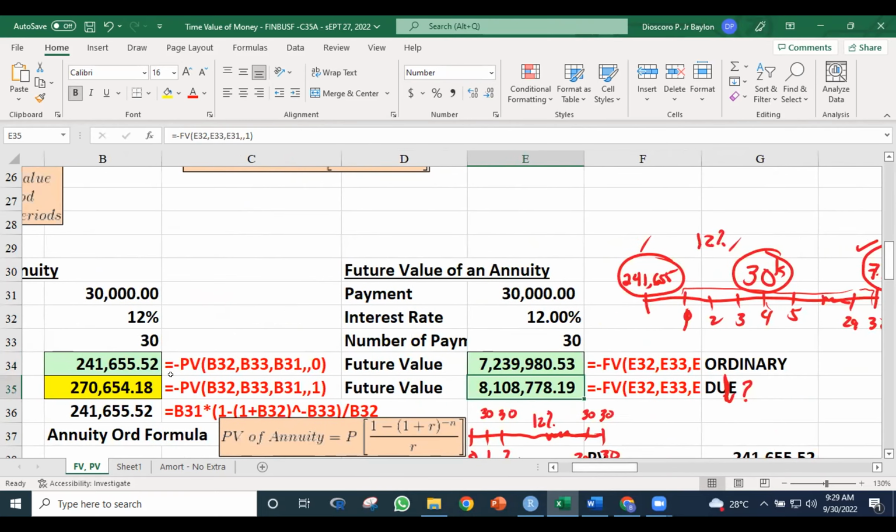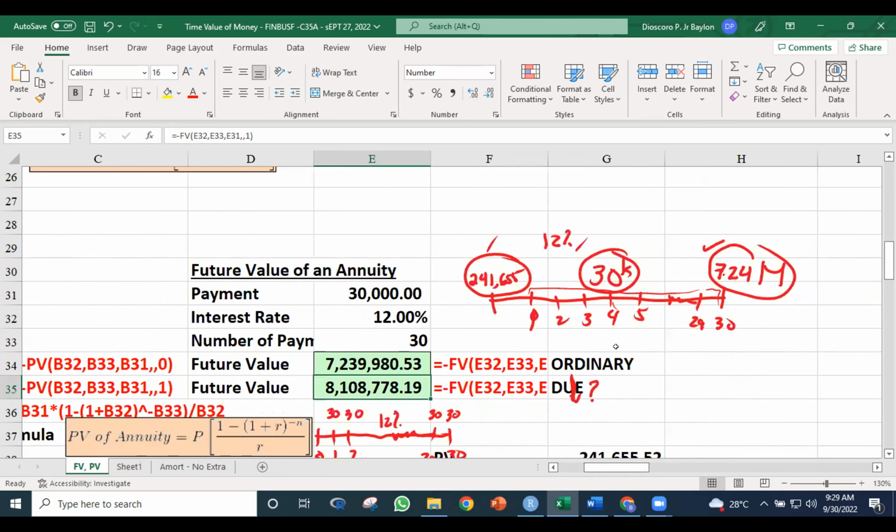Okay, and these are equivalent cash flows, which means that 241,652 is equivalent to 7,239,980, assuming that the interest rate is 12% and the number of periods is 30. And it's also equivalent to 30,000 annual payments for the next 30 years. So 241,655 is equivalent to 30,000, is equivalent to 7.24 million. Okay, so that's what we learned last time.